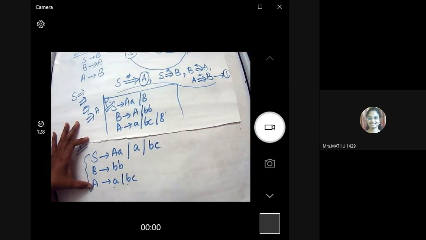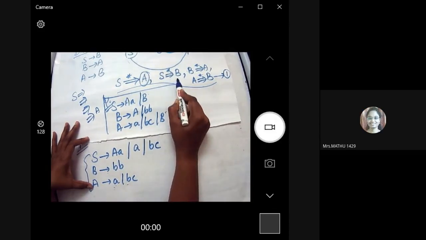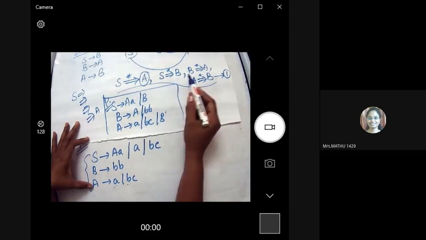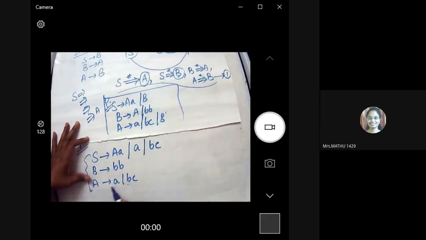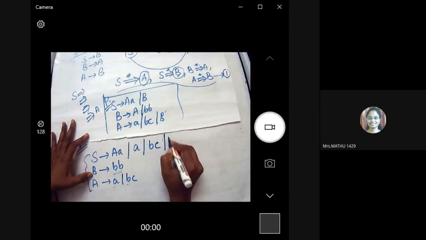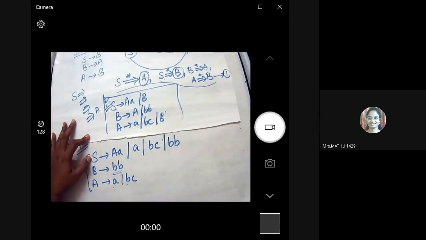Is that clear? Do you have any doubt in this? No, ma'am. Yes. The next one, S derives B. That means the productions of B can be added to S. So what are the productions we have for B? BB. Okay, so this can be added to the S production.